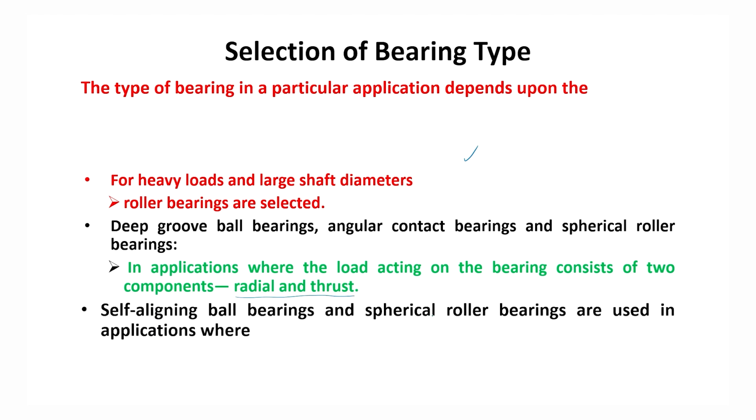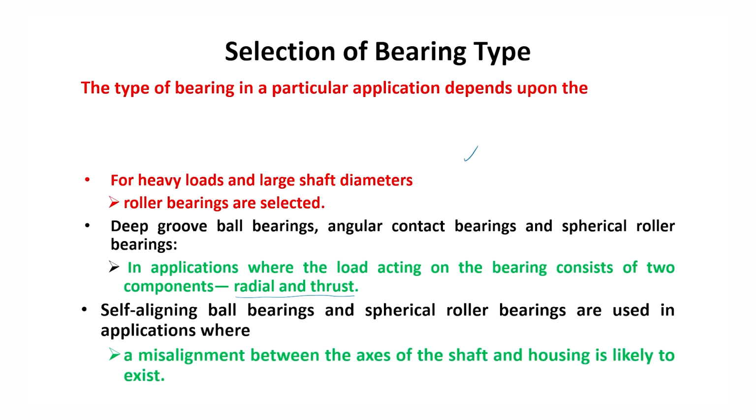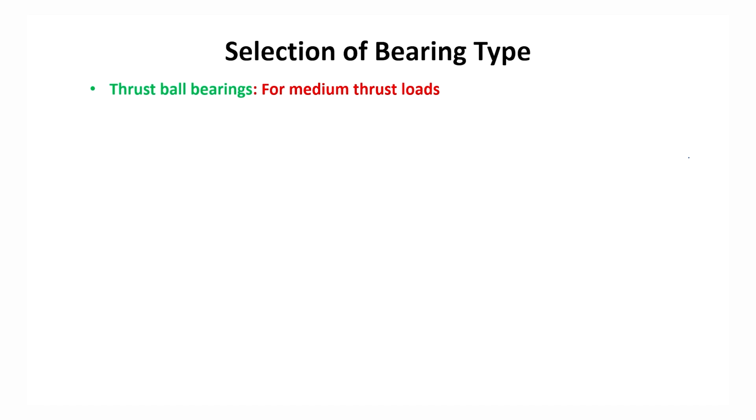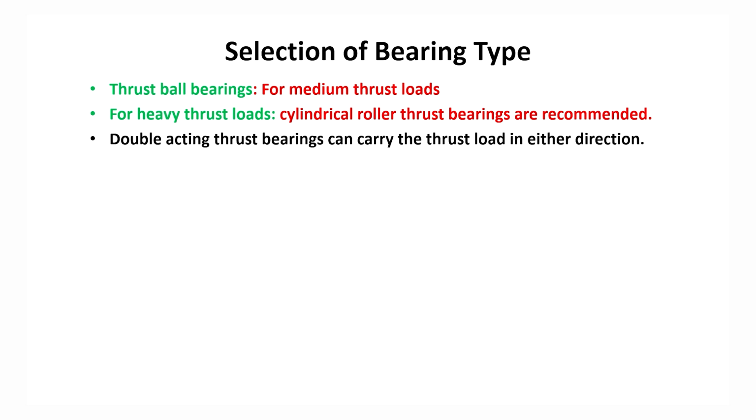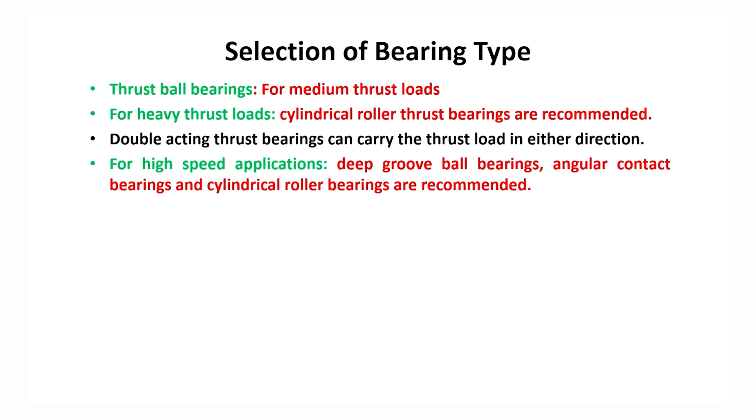Self-aligning ball bearings and spherical roller bearings are used in applications where a misalignment between the axes of the shaft and housing is likely to exist. That means a misalignment will be there, like that. Thrust ball bearings are for medium thrust loads; for heavy thrust loads, cylindrical roller thrust bearings are recommended. Double acting thrust bearings can carry the thrust load in either direction.